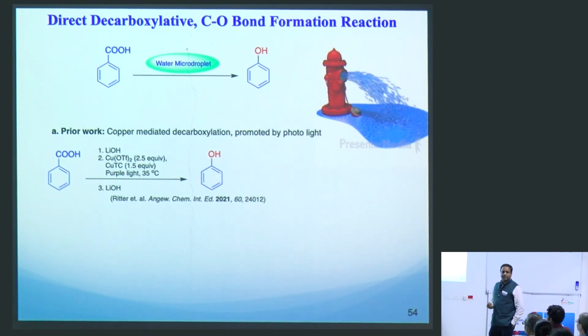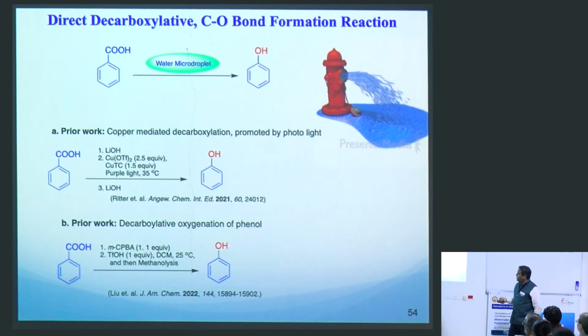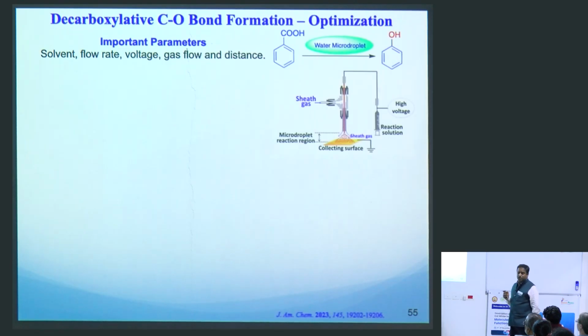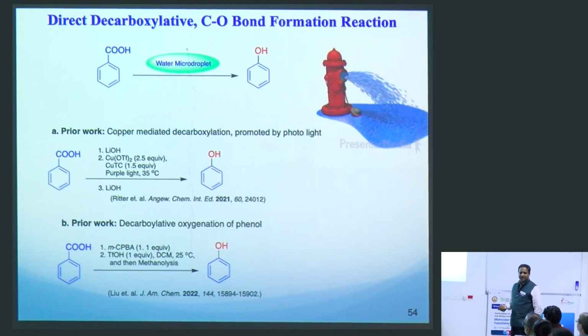If you look at how industries make it, this is one of the recent studies, 2021, using lithium hydroxide and copper mediated oxidation conditions using a photolite, they are able to convert it to a decarboxylated phenol, recently published. And there is another report available from benzoic acid by oxidizing using mCPBA, metachloroperbenzoic acid. Benzoic acid, everyone knows, has one more oxygen, which is the oxidizing agent, where metachloroperbenzoic acid is used to oxidize and then further electrolyzed to get the phenol. These reports are available.